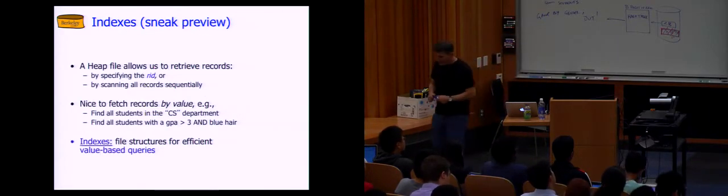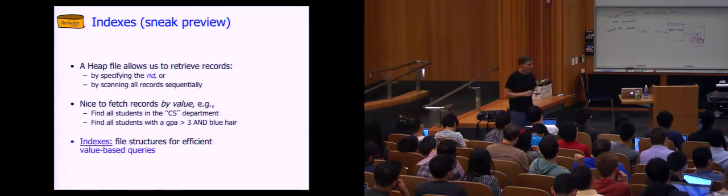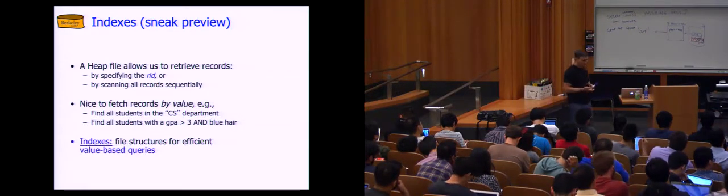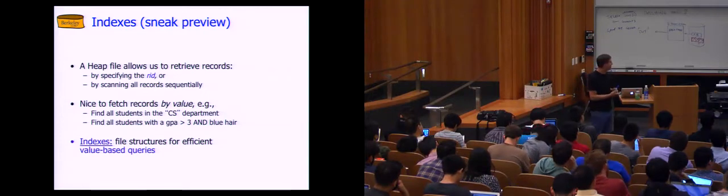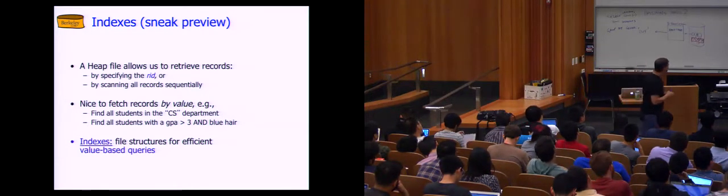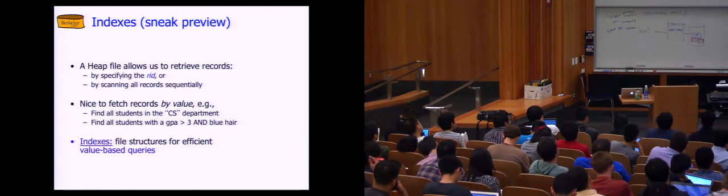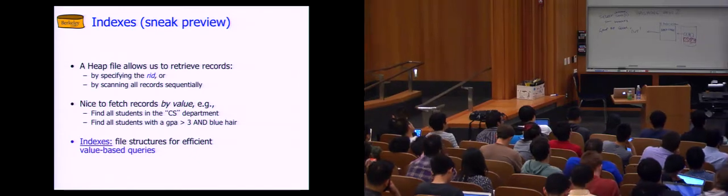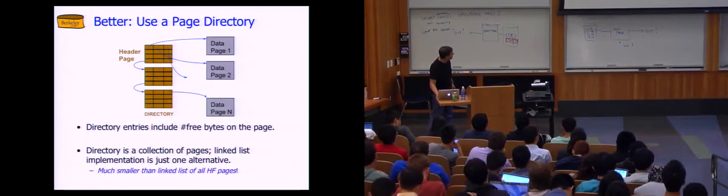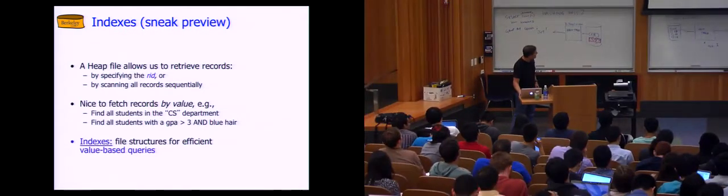Now, a sneak preview of what we're going to talk about either next time or the time after: there are going to be more interesting file structures for doing things more than scans. Particularly, we're going to build indexes that allow us to fetch records by value. A heap file allows us to retrieve records by specifying a record ID or by scanning all records sequentially. What we haven't done yet is talk about what a record ID is, which I'll cover on the next slide. So I'm going to hold that thought.